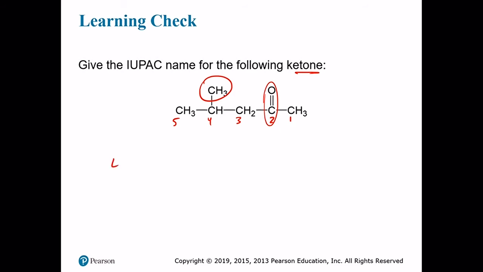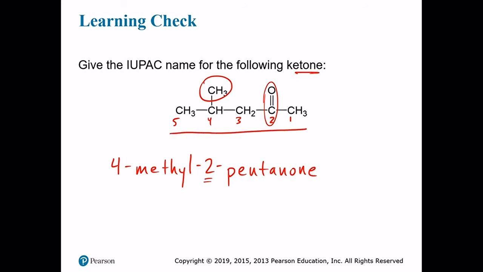So this is going to be 4-methyl-2-pentanone. Pentan because it's 5 carbons long, the 2 because the carbonyl is on the 2 carbon, and 4-methyl because that's where the methyl substituent is. So 4-methyl-2-pentanone.